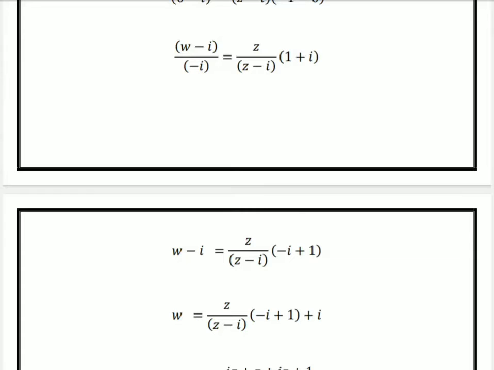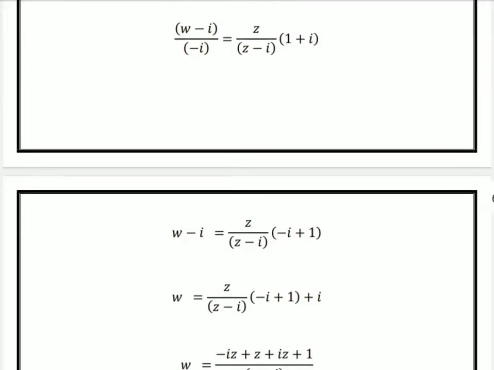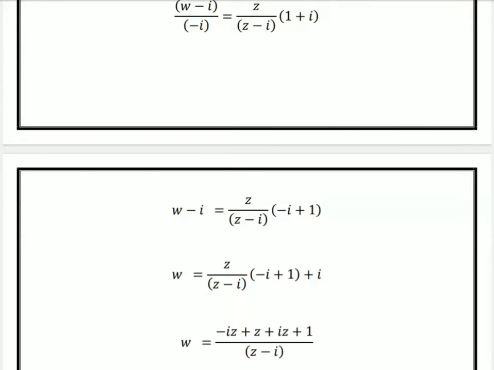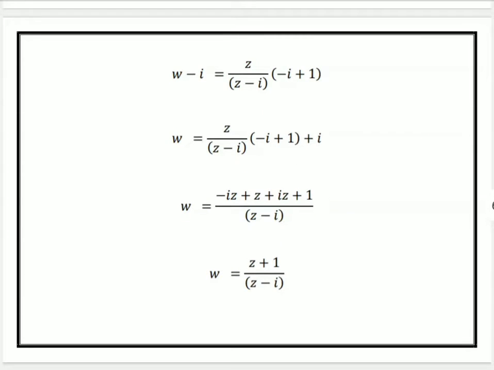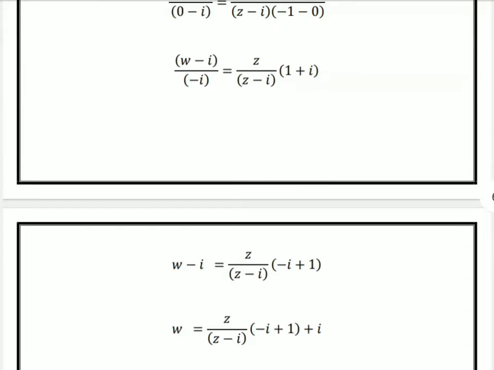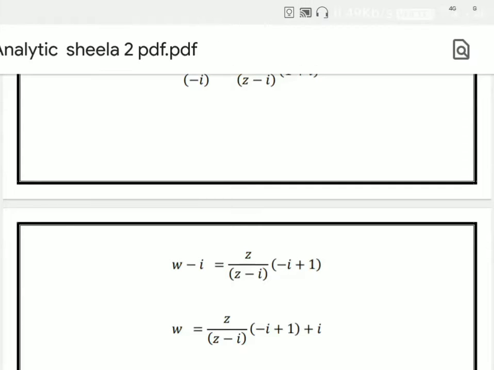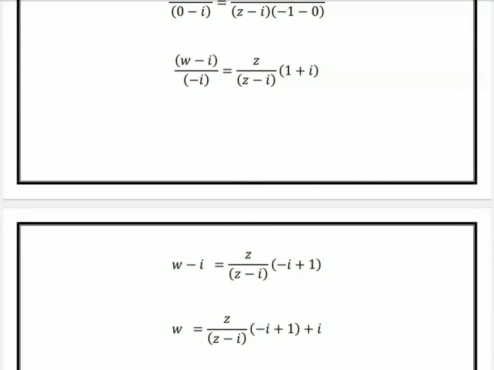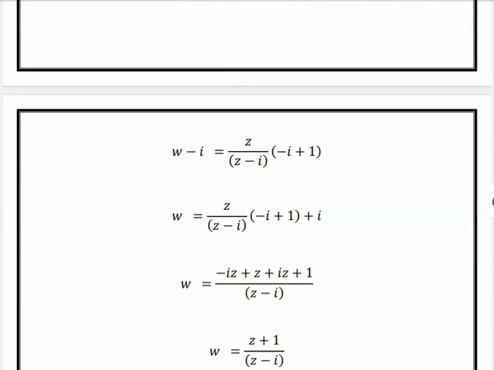So this term, -i, comes to this side, and the division becomes multiplication. So (w - i) equals z divided by (z - i) into the value of (1 + i) into -i, that is -i into i squared, so that value is -1; already having a minus here, so minus into minus is plus 1. So w equals z divided by (z - i) into (-i + 1), plus i.